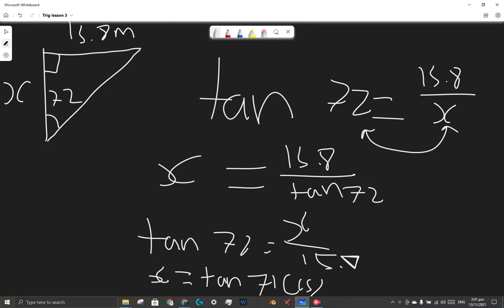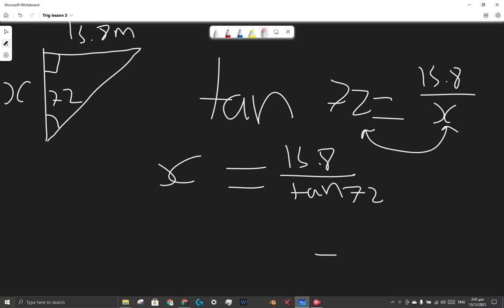Okay, so if x is the denominator, then you divide. If x is the numerator, then you multiply. In the next problem, that's exactly what we're going to cover. So that's just a quick thing it's best to have in your mind. Then we're just going to evaluate this here. So x equals 15.8 divided by the tan of 72.